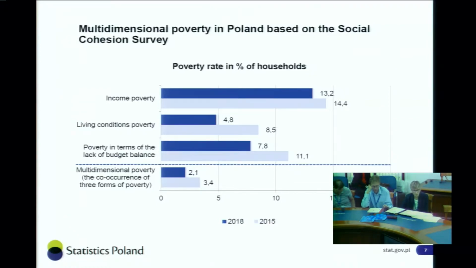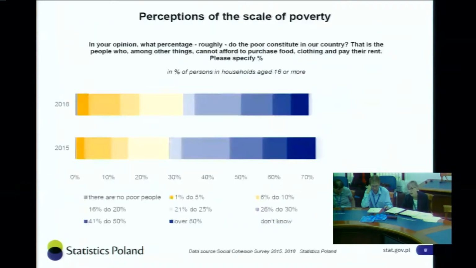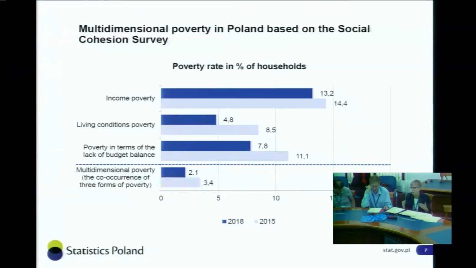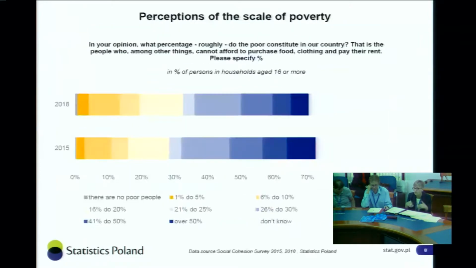It is possible, of course, to analyze overlapping of all 3 poverty forms, and this indicator is treated as a multi-dimensional poverty indicator. So this is a very short description of our approach to the so-called objective poverty measure, but we also want to know what society, ordinary people, think about poverty.